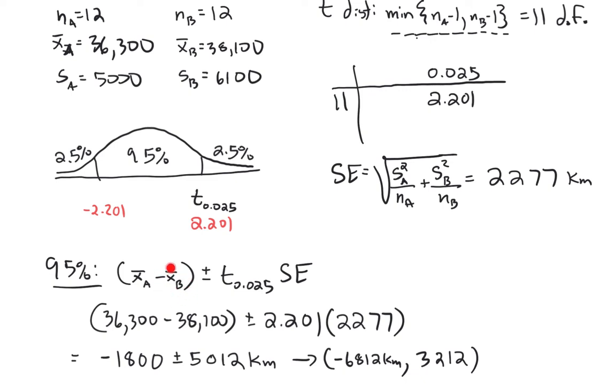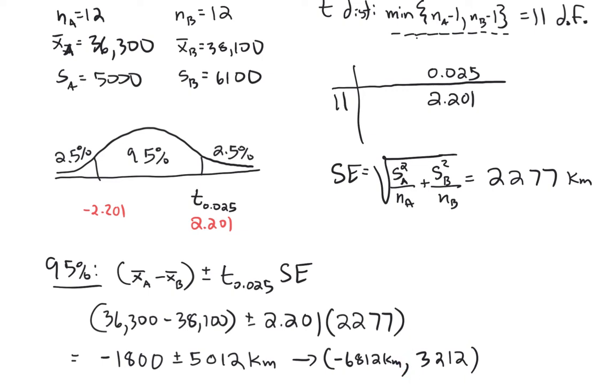So remember, negative here means that tire B lasts longer, and positive means that tire A lasts longer. So we're 95% confident that the difference in tire life is between negative 6,812 kilometers, so tire B lasts 6,812 kilometers longer, and tire A lasts 3,212 kilometers longer. So we know that we're 95% confident the true difference in tire length is somewhere in this interval.